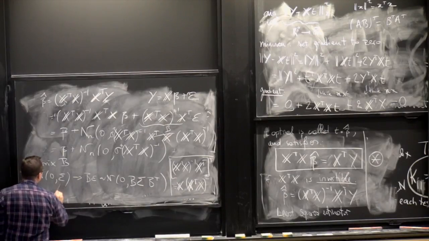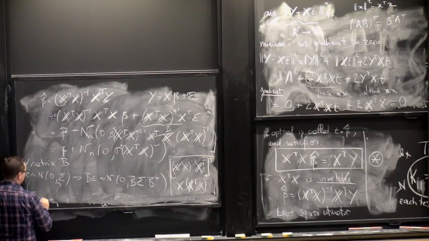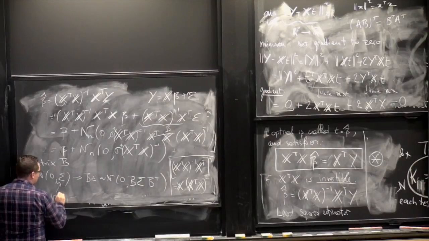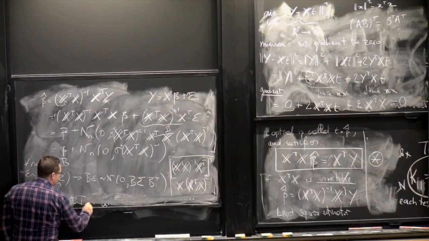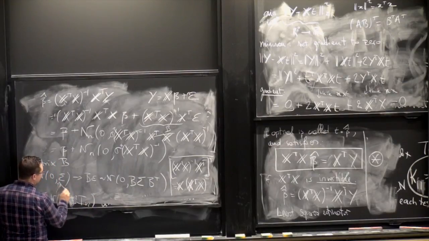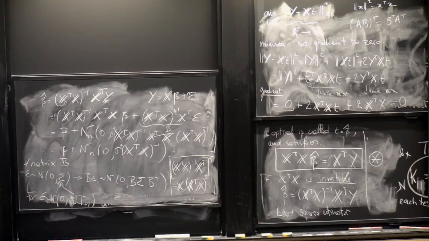Right, so here in our case, for epsilon, this is sigma squared times the identity. That's my covariance matrix.